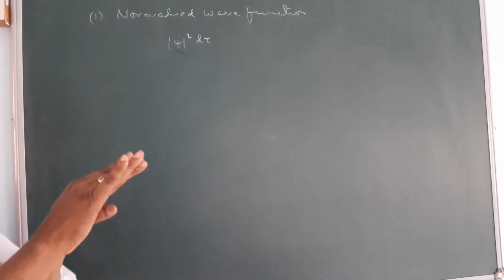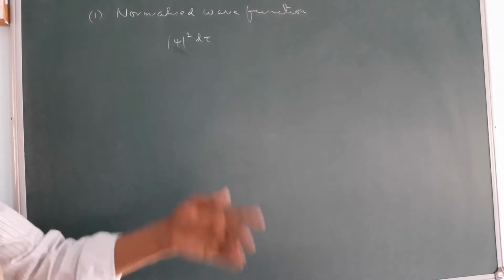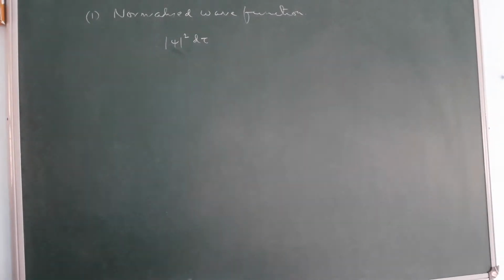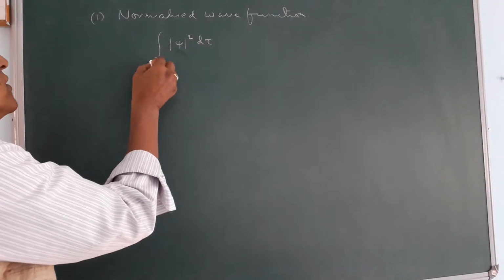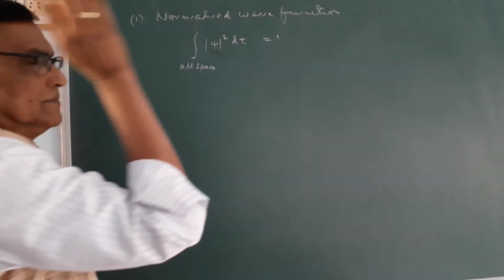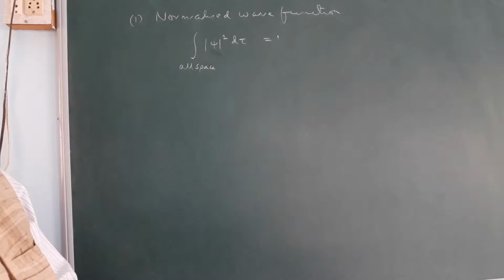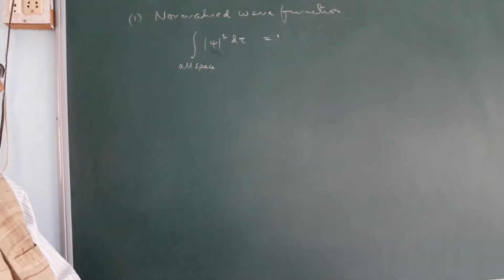If we consider the full range where the system is accessible, then this probability will be a summation, and as psi is continuous, the summation will be replaced by an integration over all space, and this is equal to 1. If this condition is followed by the wave function, then we shall call psi a normalized wave function.